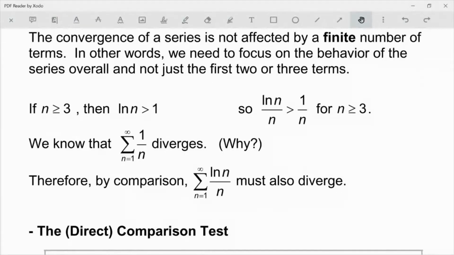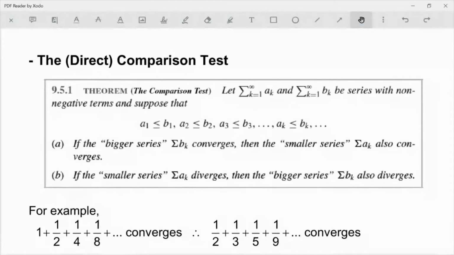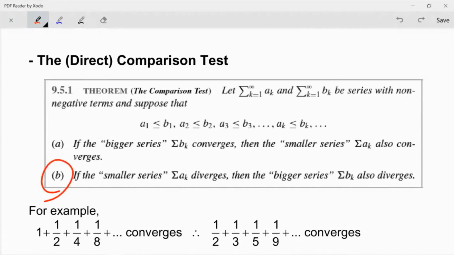Now, the direct comparison test can also be used to show convergence, but the big thing is you have to be concerned with the magnitude of the two functions that you're comparing. Okay, so here's essentially how this test works. If the bigger of the two series that we're comparing converges, that means the smaller series will also converge. If the smaller of the two series diverges, that means that the larger series also has to diverge. So B is what we just looked at. We had natural log of n over n being a little bit larger than 1 over n, and the smaller of the two was diverging, so the bigger one diverged.